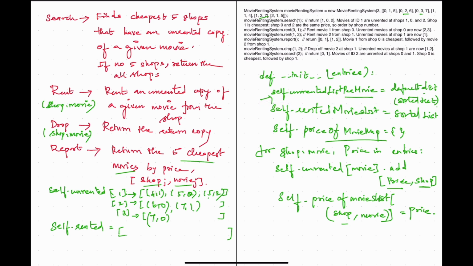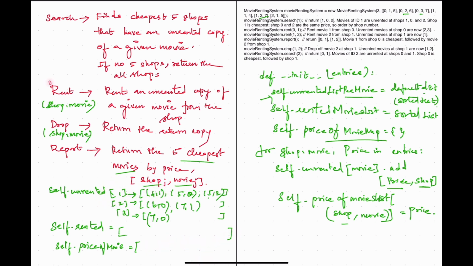Self.unrented and self.rented, we just want the cheapest 5 movies, so not based on the movie or shop. You can just store it in a single sorted list based on the price. Now, why are we storing prices? If you have to remove it from unrented or rented, we will be storing it as price, shop and movie. We need 3, right? Key as well as value.